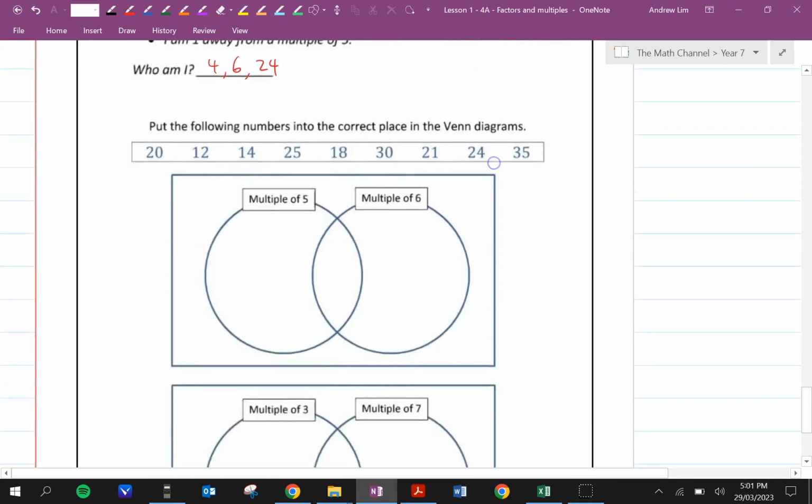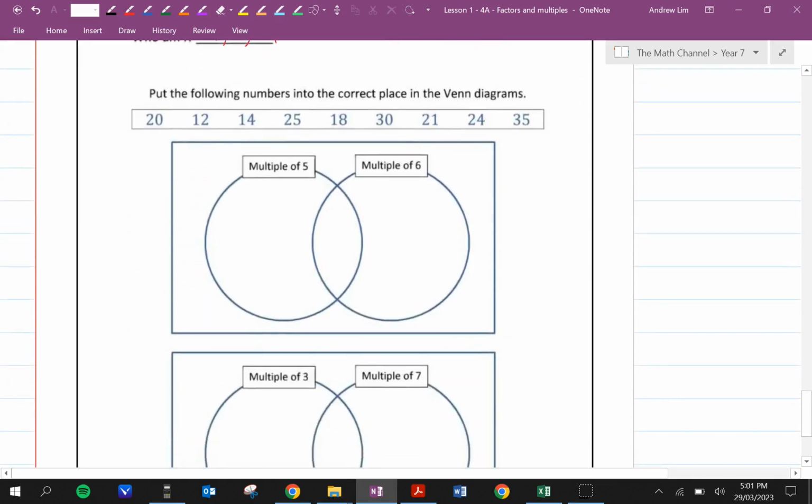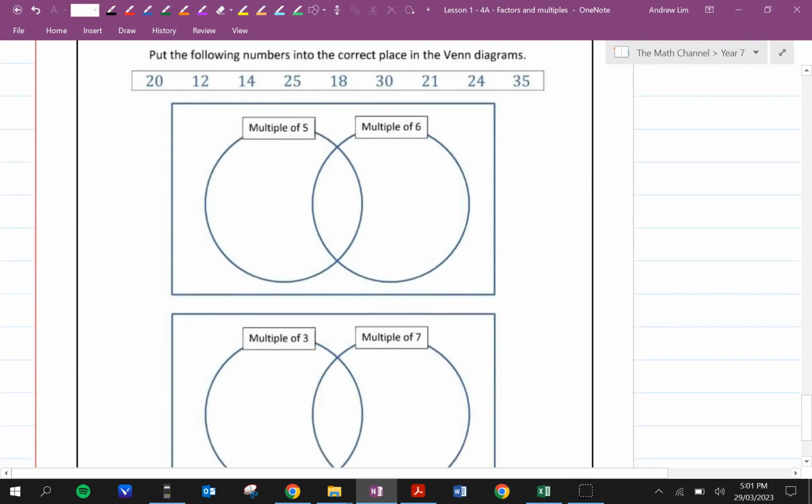Alright, last bit for this lesson. Put the following numbers into the correct place in the Venn diagrams. So, if any of these numbers, 20, 12, 14, 25, 18, 30, 21, 24, and 35, is both a multiple of 5 and a multiple of 6, we put them in here. Otherwise, if it's just a multiple of 5, put it in here. If it's just a multiple of 6, put it in here. If it's none of them, put it on the outside.